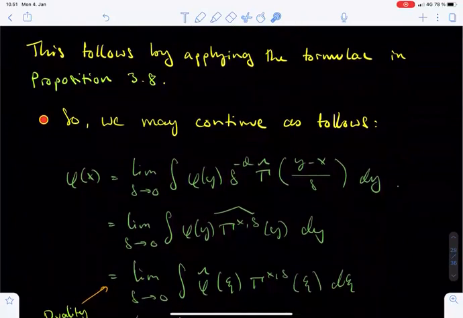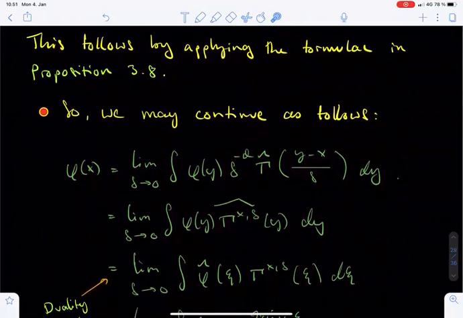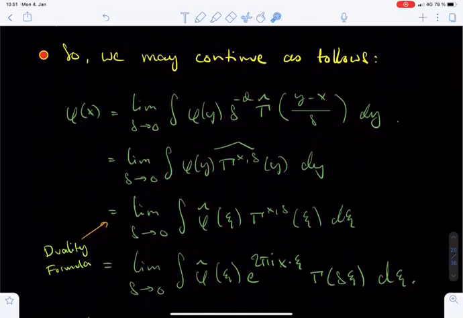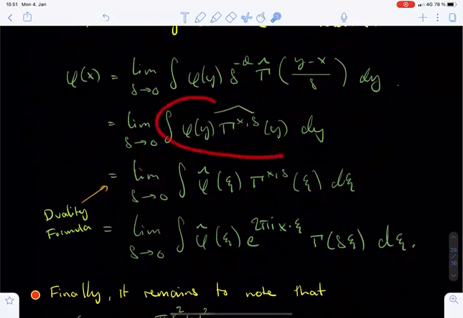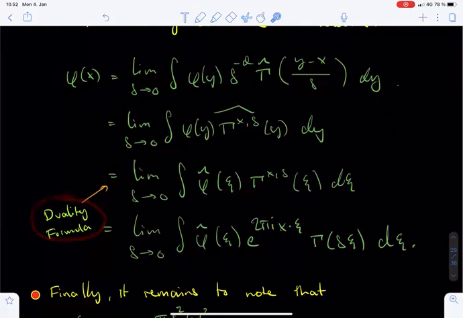With this formula in hand, we may continue from where we left off. Recall that phi of x equals the limit as delta tends to 0 of the integral of phi at y times delta to the power minus d times hat gamma evaluated at (y minus x) divided by delta dy. As we just observed, this latter quantity can be expressed as the Fourier transform of gamma superindex x delta evaluated at y. Now we are looking at an integral of one L1 function times the Fourier transform of another L1 function. And we may use the duality formula.